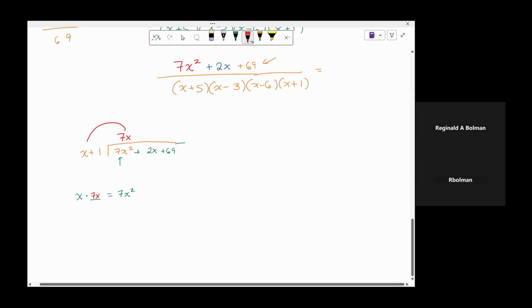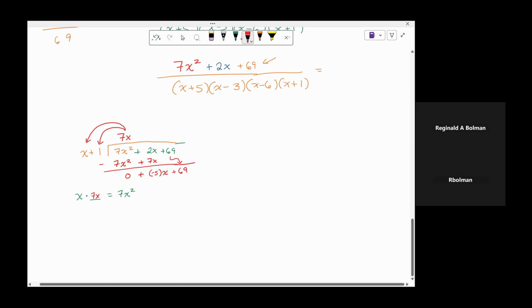Now, here's what you do with this information. You are going to back multiply just like with your ordinary division algorithm. So you'll have 7x times x, which gives you 7x squared, and 7x times 1, which gives you 7x. And you subtract. You'll note that your x squared terms cancel out. So you get 0 plus 2x minus 7x. Well, 2 minus 7 gives me negative 5x, and I can drop down my 69, just like dropping down the digits that are left over in ordinary division.